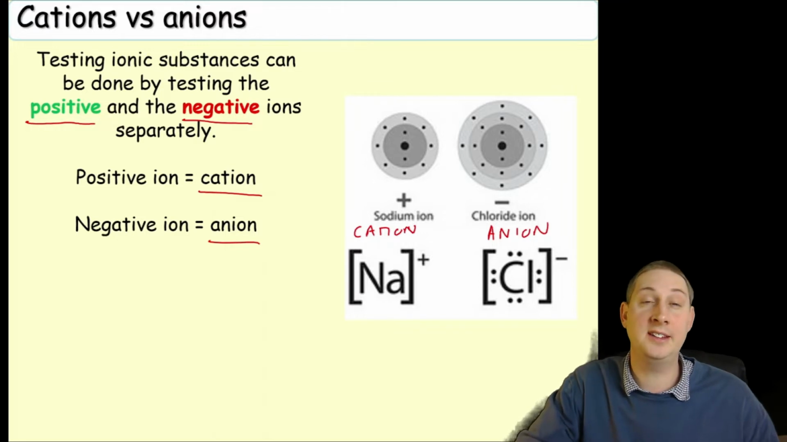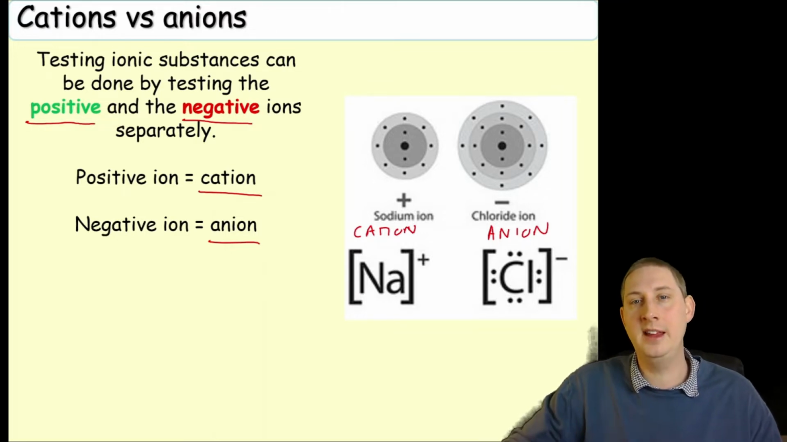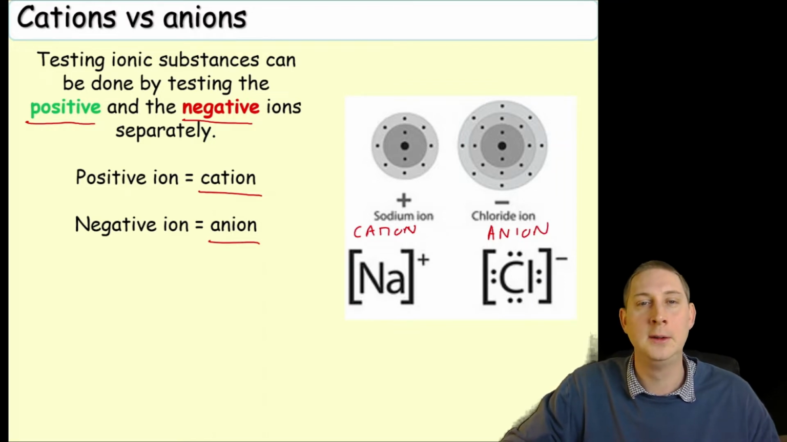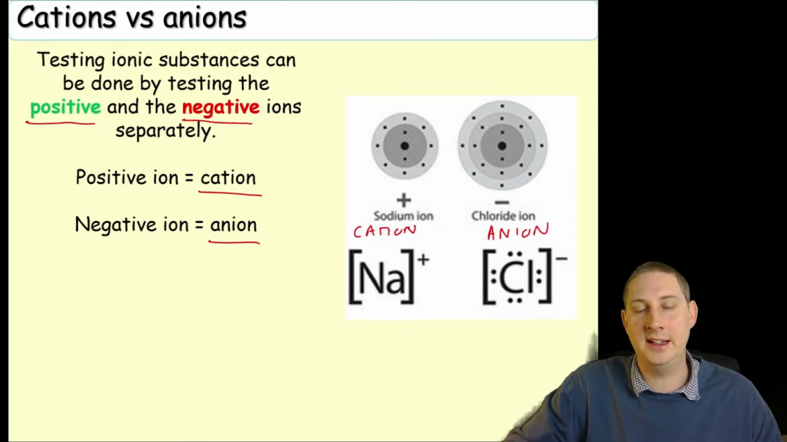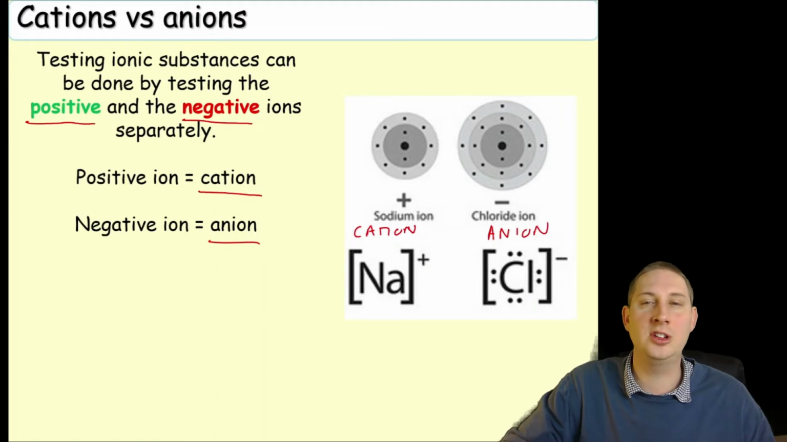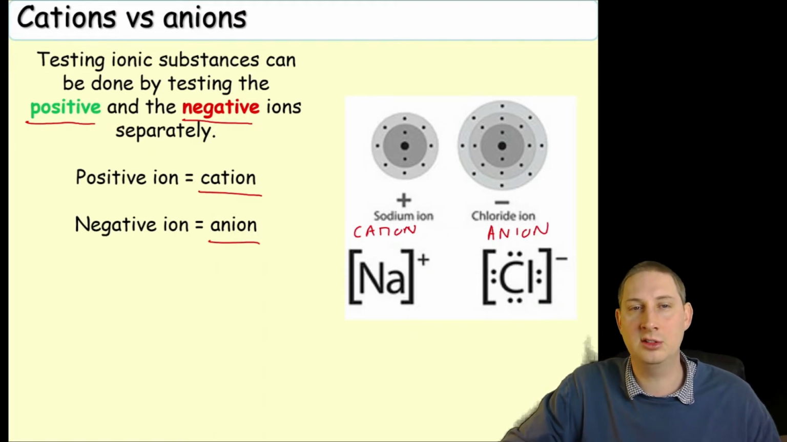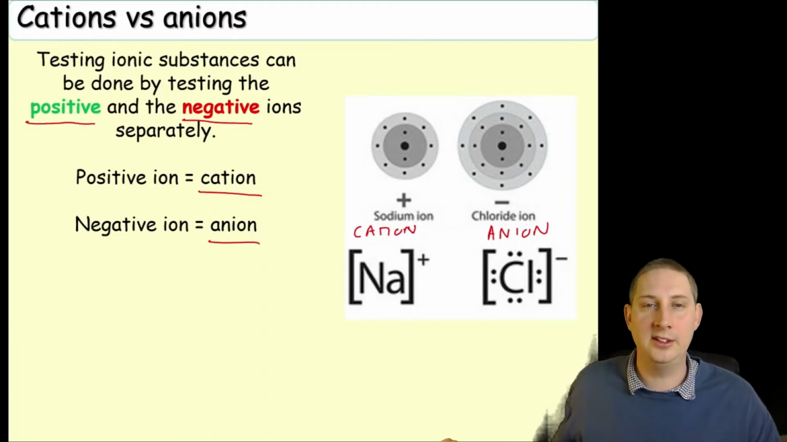Now, by the time we get to C4 and we're talking about anodes and cathodes and electrolysis, you do need to know these terms quite well. But for now, it's not essential. However, it's good if you start getting used to these descriptions. So how can you remember which is which?